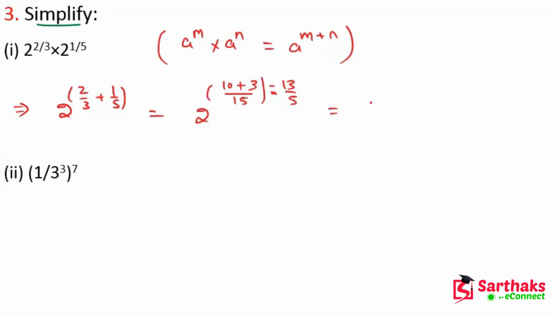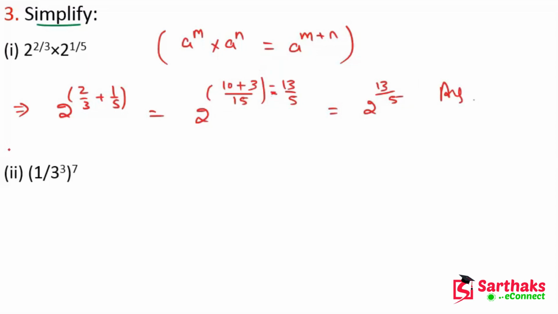So we have 2 raised to power 13 upon 5. I hope, my dear friends, you understand these things. So what is the result? The result is 2 raised to power 13 upon 5. This is the required answer. This is the answer of this question.